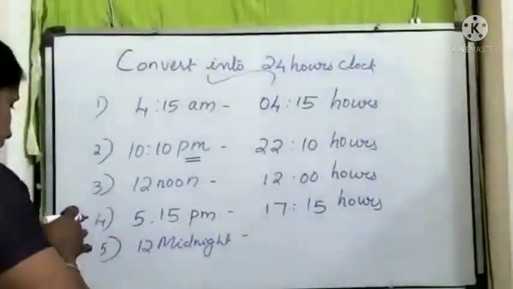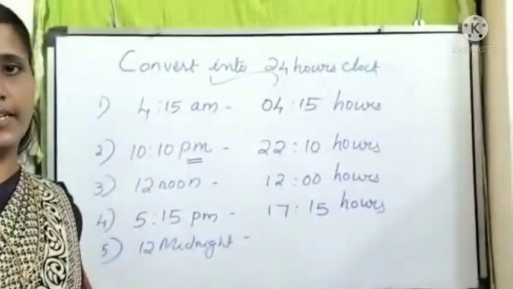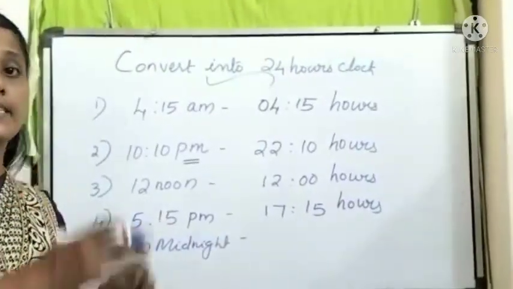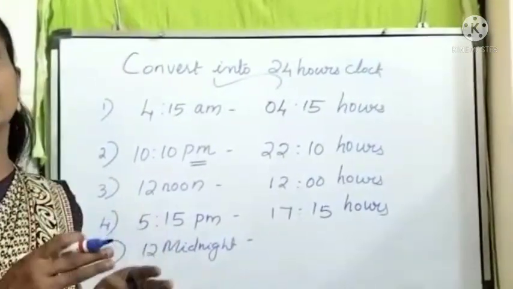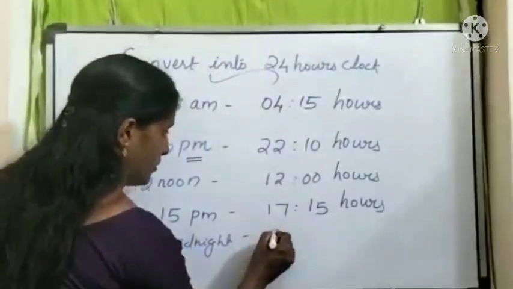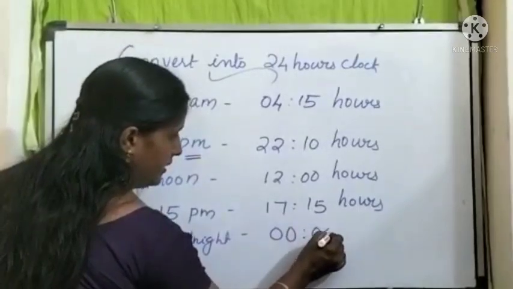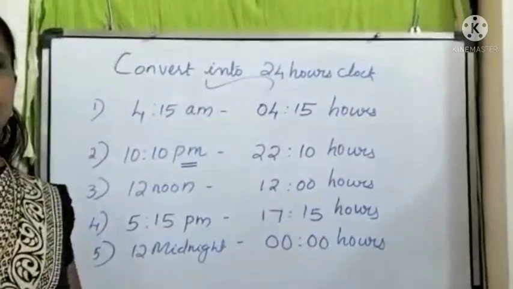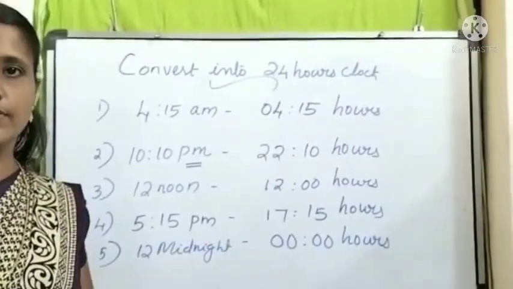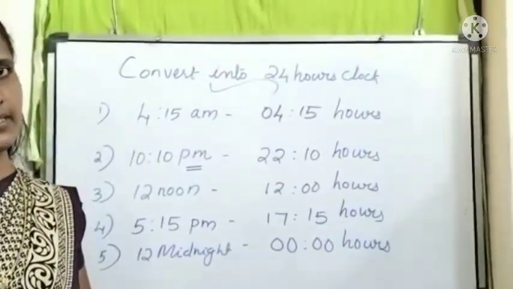Understand? And last question, 12 midnight. What do we have to mention here? Yes, midnight means 00 hours, 00 minute. That we have to mention here. Understand all of you? And move to the next section.